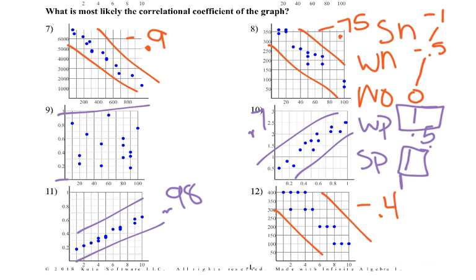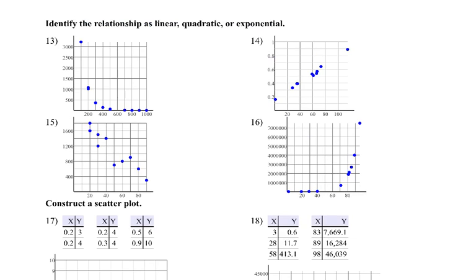If we look at 9, that's definitely got a very weak correlation, so I'd probably just put 0. Maybe you could put, looks like it's kind of going down, maybe -0.1. But pretty weak.